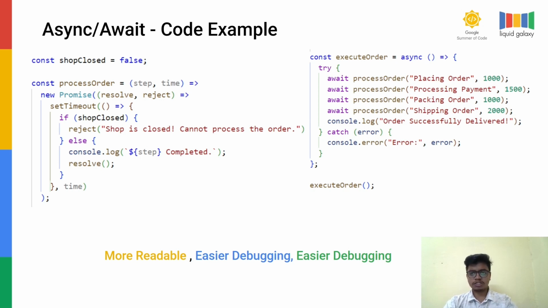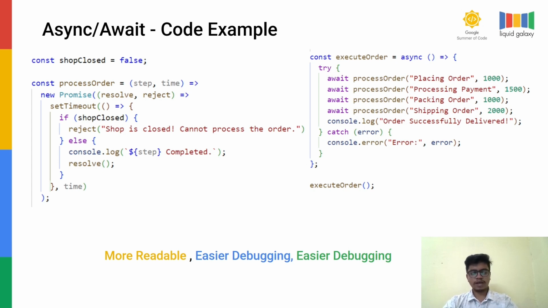So the next line of this code will execute only if the first promise got resolved successfully. The first promise will resolve after 1 second of time. So after 1 second, the second line of the code executes. Similarly, after 1.5 seconds, the third line will execute and it goes further. And in the final line, we are printing order successfully delivered. So this is doing the same thing that we did in the promise chaining example.